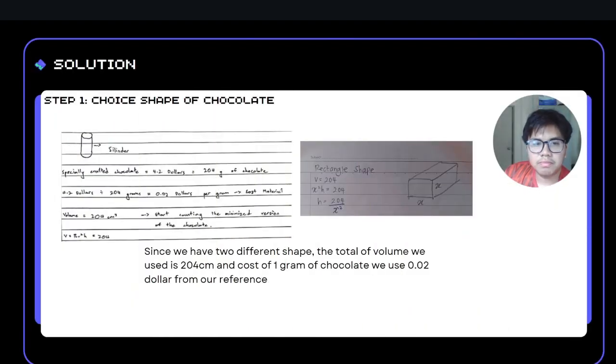Based on the problem statement, our team used two choices of shape of chocolate. First is the cylinder and the rectangle shape. Since we have two different shapes, we use the same volume. The volume used is 204 centimeter cubed, and for the cost of the chocolate per 1 gram, we use $0.02 from our paper.